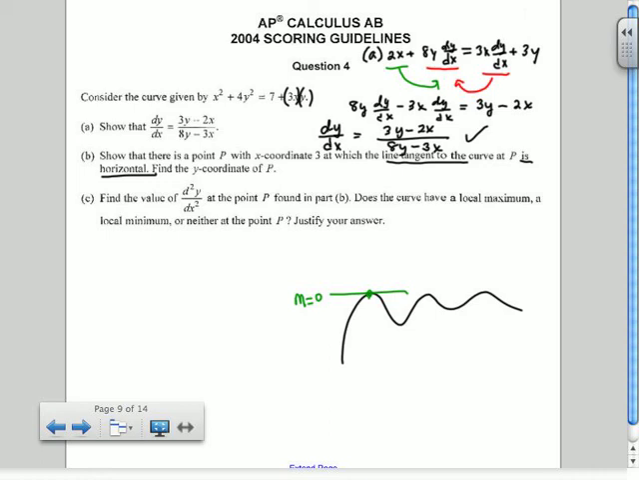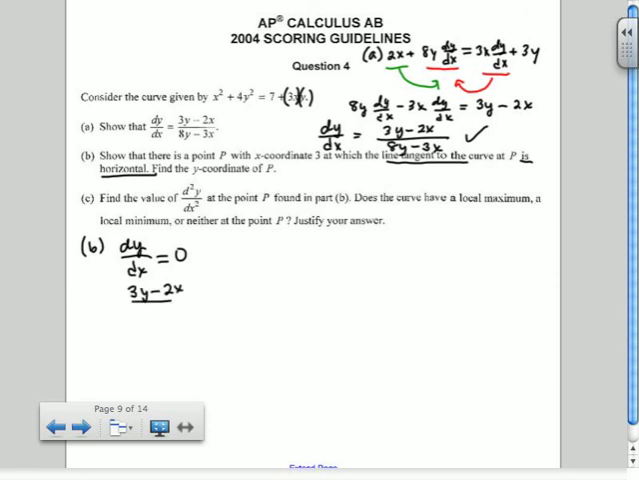Well, we have slope, dy over dx. We want to show that for this point with x-coordinate 3, we have a 0 slope. Okay, so I want dy over dx to equal 0. Now on your AP exam, you would get 1 point for just writing that. So just knowing that you needed to get dy over dx equals 0. All right, so I have 3y minus 2x over 8y minus 3x equals 0. In order for a fraction to equal 0, the numerator has to be 0. So I do 3y minus 2x equals 0.